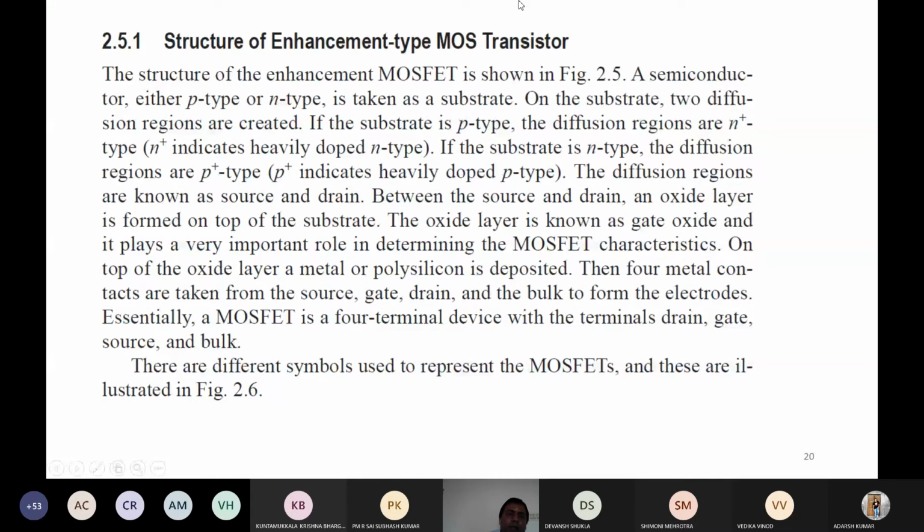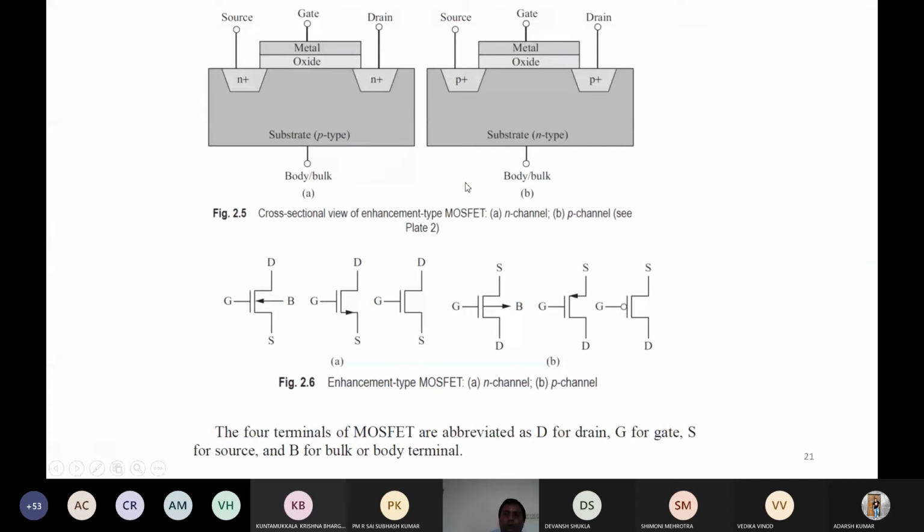So let us go into more details on the structure of the enhancement type MOSFET. From the figure we will try to understand how it is working. So, a more detailed study of enhancement type MOSFET.